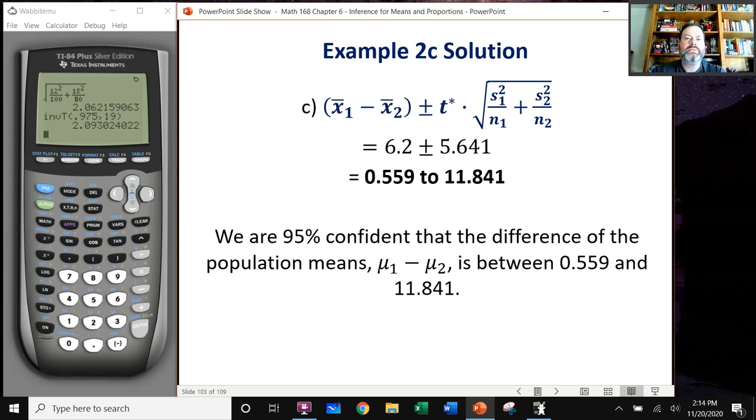So if you can handle the formulas, this is pretty easy stuff. The hardest thing you're going to have to do on a test or on the adaptive practice is identify what type of problem it is. Is it a single mean? Is it a difference of means, single proportion, or difference in proportions? That's what gives most people the most trouble.